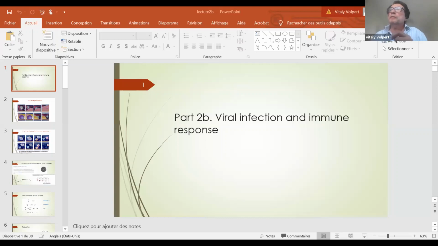Okay, so the last part is, well, in fact, there are two questions. The first question is about viral infection and immune response, and then the second part will be about neural field models. So again, another application of these reaction diffusion models.